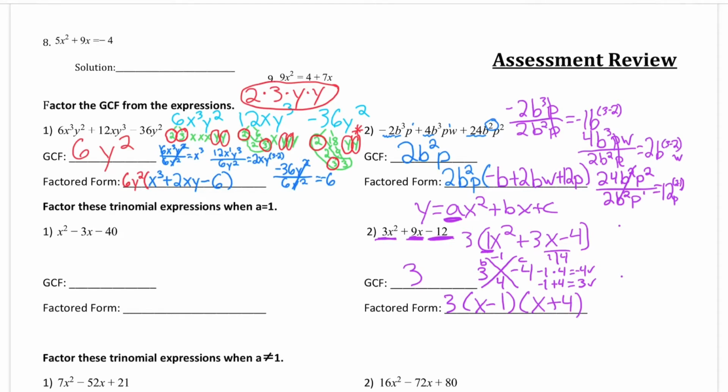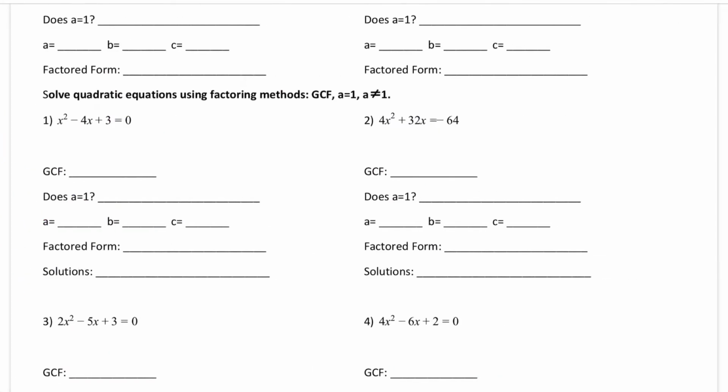Hey guys, so in this part 2, I'm going to go over some more of the problems on your assessment review for Unit 3. So in part 1, we went over number 1 and 2 for the first section, and number 2 on the second section. So let's start with number 2 on the third section, where we are factoring these trinomial expressions when a does not equal 1. I'm actually going to go to the next page so we can answer the question set up for us.